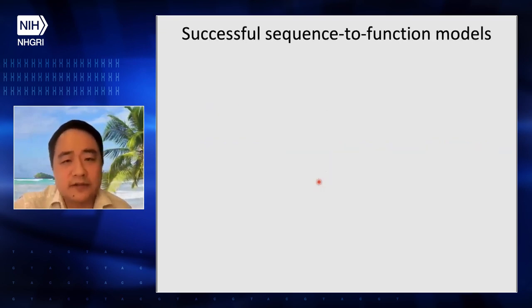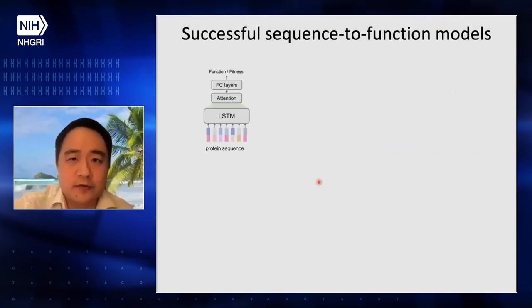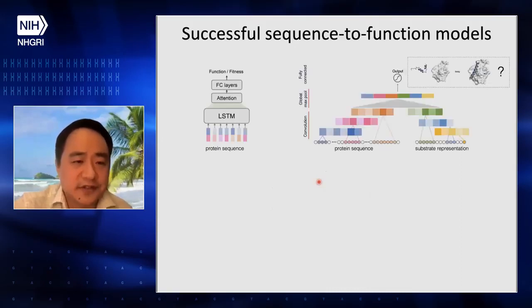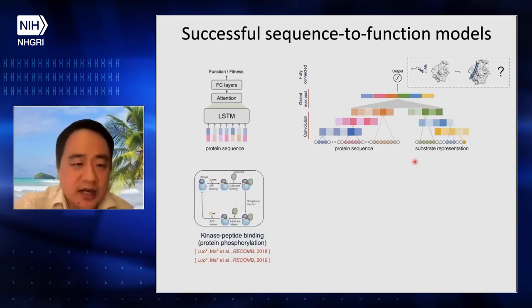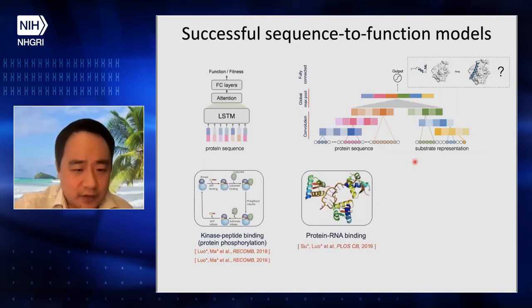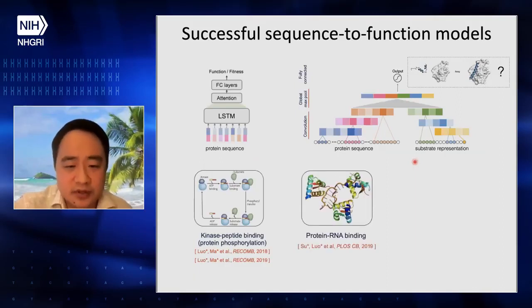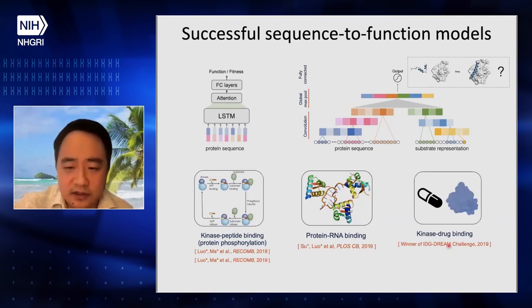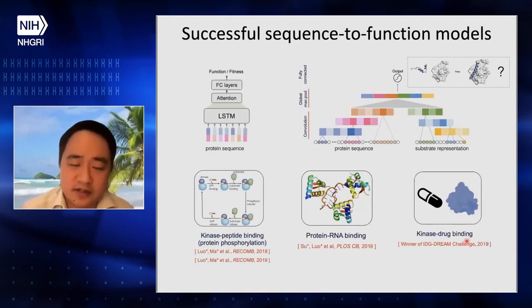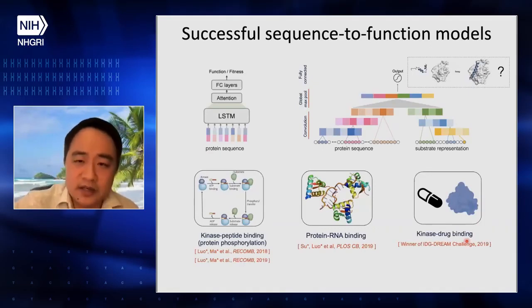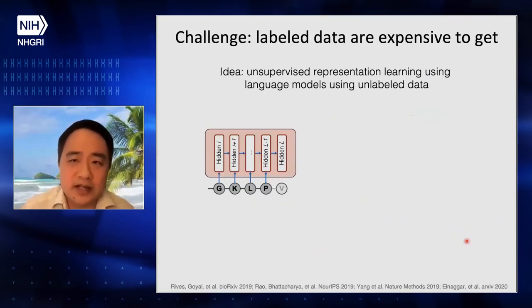My group has developed quite a few different machine learning based approaches for modeling protein function from sequence. For example, we have recurrent neural network versions. We also have a model that takes both the protein sequence and the substrates as input using convolutional neural networks. We have applied these approaches to different applications, including phosphorylation, protein-RNA binding, and protein-drug binding. All of these applications require a lot of data to train the model, but in practice, we don't have a lot of data. Labeled data is expensive to get.